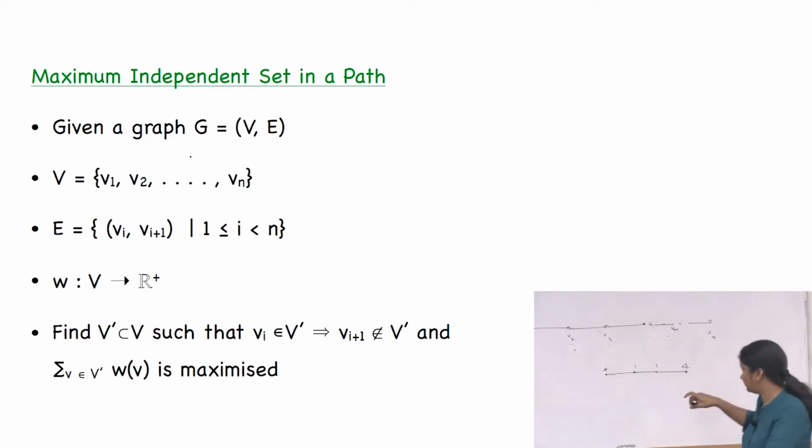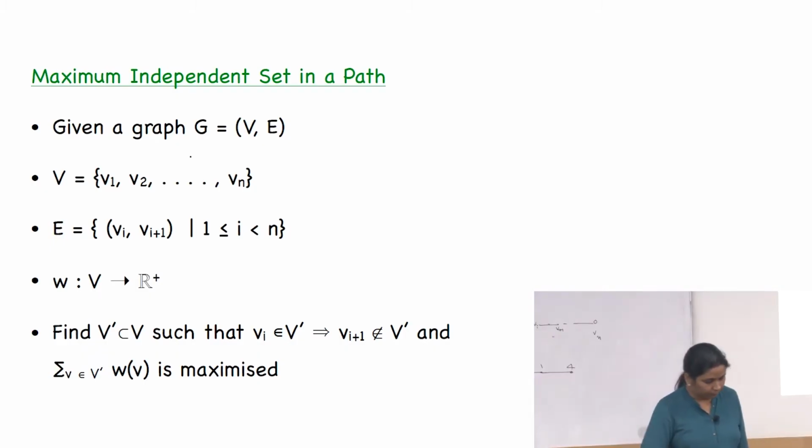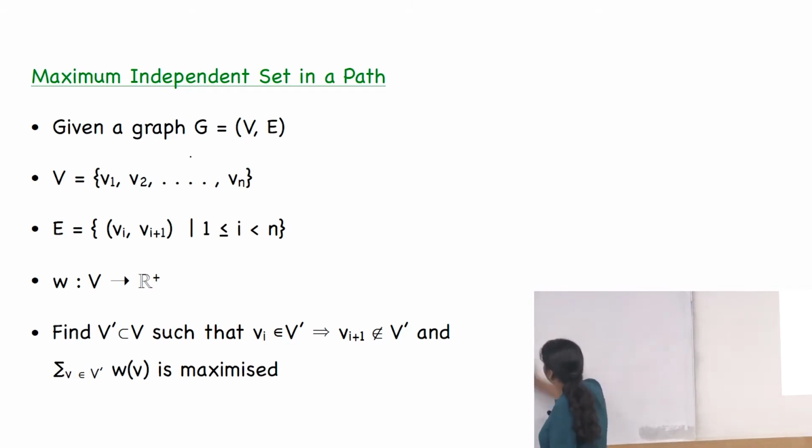Okay, right. So here, what is the maximum independent set? 1 and 4, right? But if you take the odd and even, both are suboptimal. So obviously that won't work. Okay, so let's see what we can do.